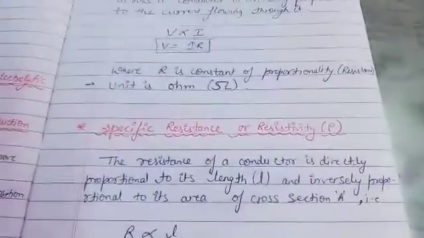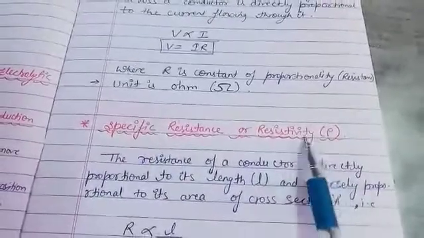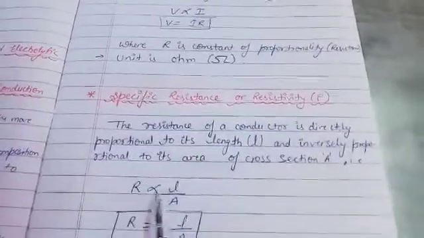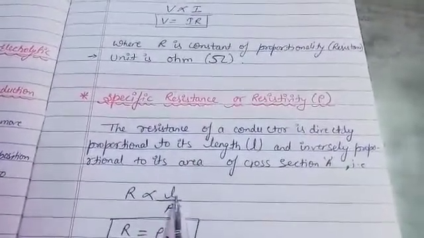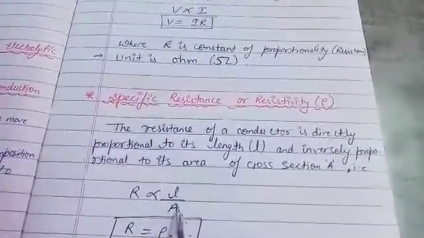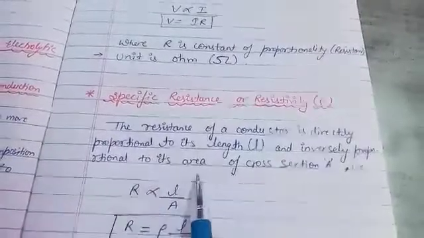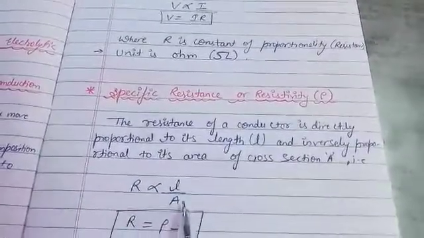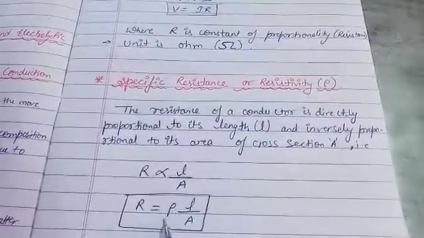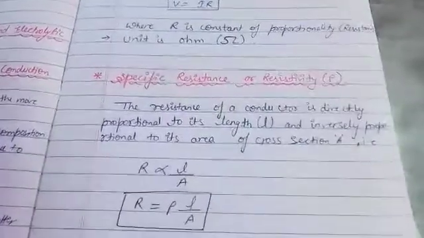Now second we have specific resistance or resistivity. Okay, that is represented by rho. Now in this case, simple, R is directly proportional to L, where L represents length, and inversely proportional to area of cross section. So either you can write it directly like this, or separately. R is directly proportional to L and inversely proportional to A, and when you remove the sign of proportionality, then rho is introduced, and this rho is resistivity, or you can say specific resistance.